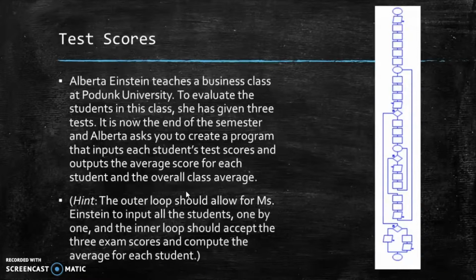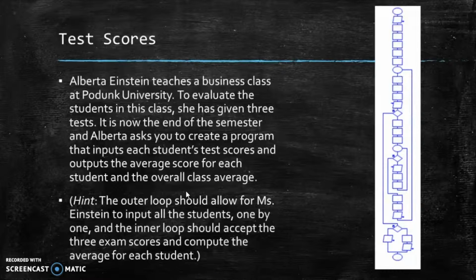Alberta Einstein teaches a business class at Podunk University. To evaluate the students in this class, she has given 3 tests. It is now the end of the semester, and Alberta asks you to create a program that inputs each student's test scores and outputs the average score for each student and the overall class average.